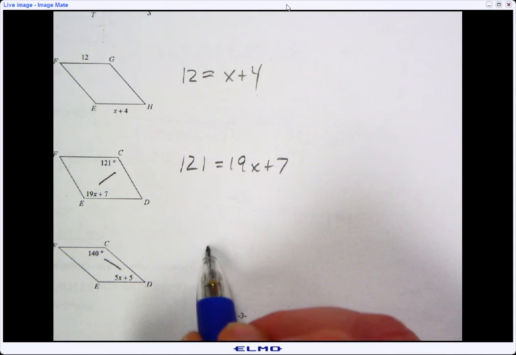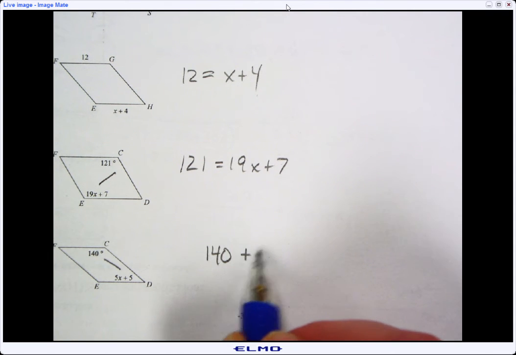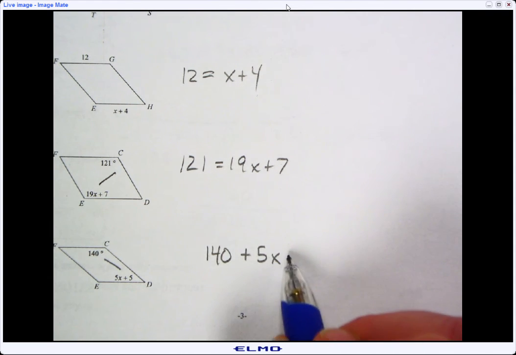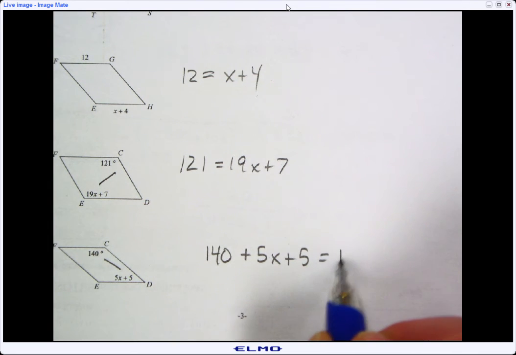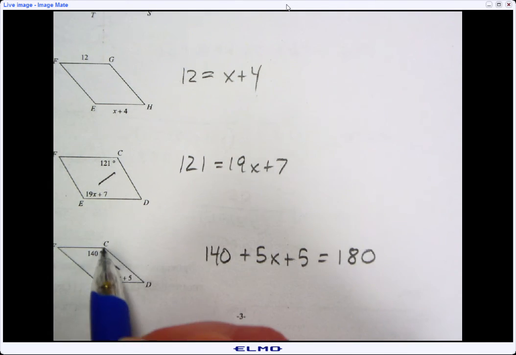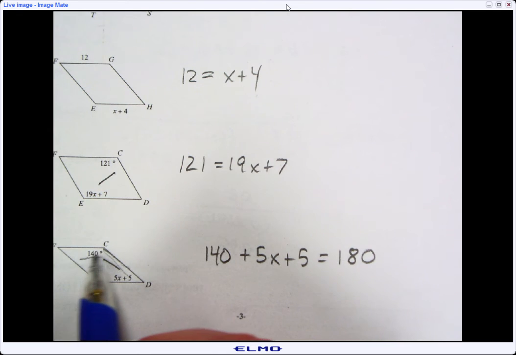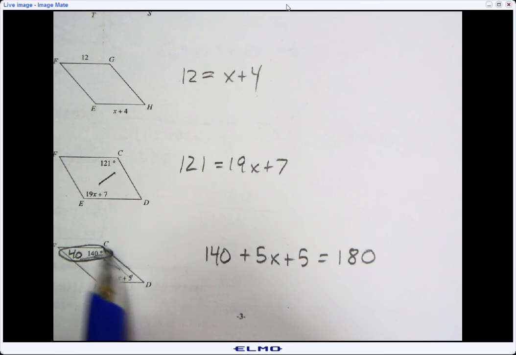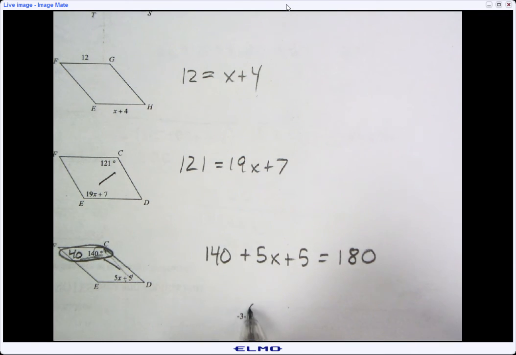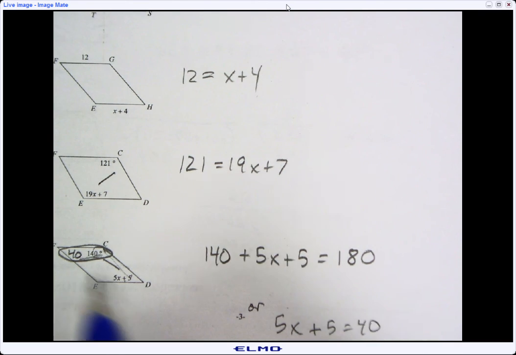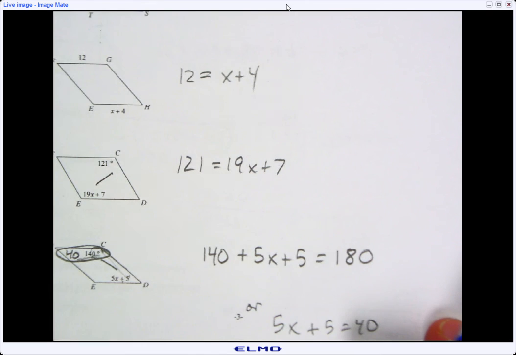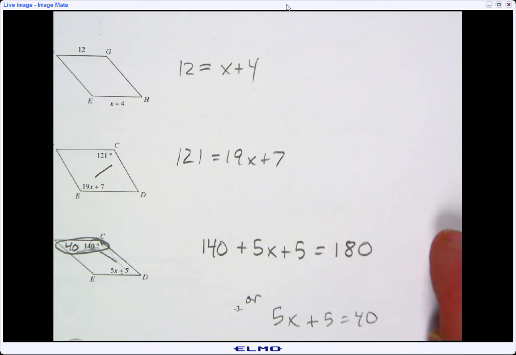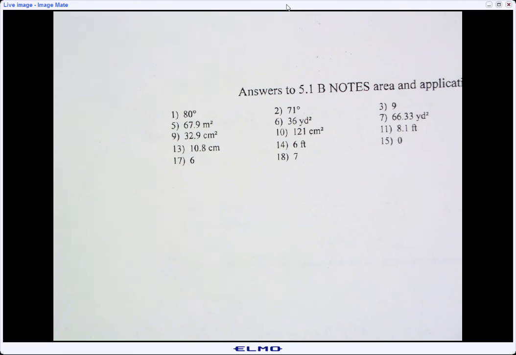Consecutive angles are supplementary. Now you could screw that up by setting them equal to each other, but you have to stop and pause: any two angles in a row. So I know if this is 140, this is 40. So the other way, because that adds up to 180, the other way I could do this is to set 5x plus 5 equal to 40. It doesn't matter if you want to use that congruency, but if you're given a parallelogram, you're given lots and lots of stuff. Okay, so here is the notes page answers.